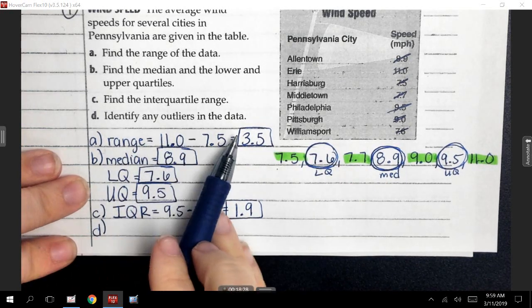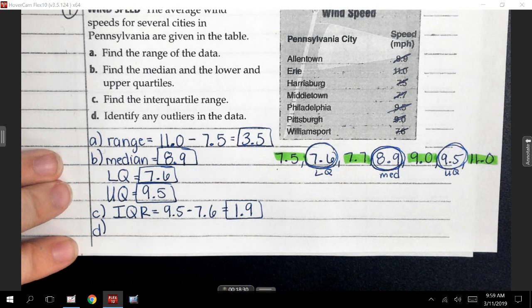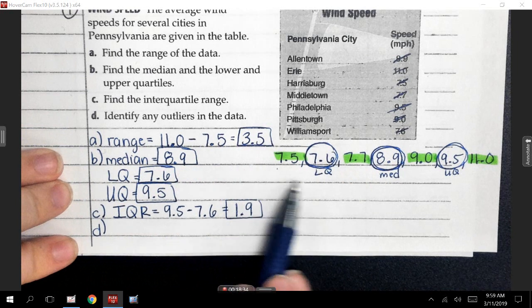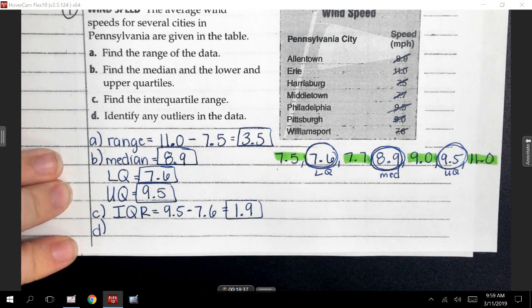All right, and then we have D as our last thing. It says identify any outliers in the data. So that means, like, if there's an outlier, write it down. If there's not, tell them there's not one. So on this list of numbers, do you see a number that jumps out at you as being really far away, way higher, or way lower?